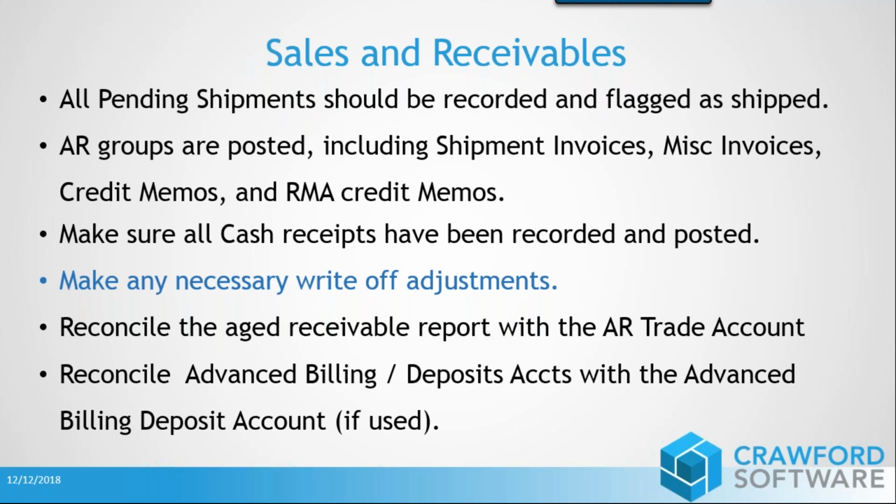But now would be the time to do any of those necessary adjustments, and that's through the system, and it's actually called write-off adjustments or AR adjustments. So the standard things that all you accounting types know would be to reconcile your aging, and you want it to balance with your AR trade account. And if you do advance billing or you use deposit accounts, you want to make sure that all those things are in good order as well.